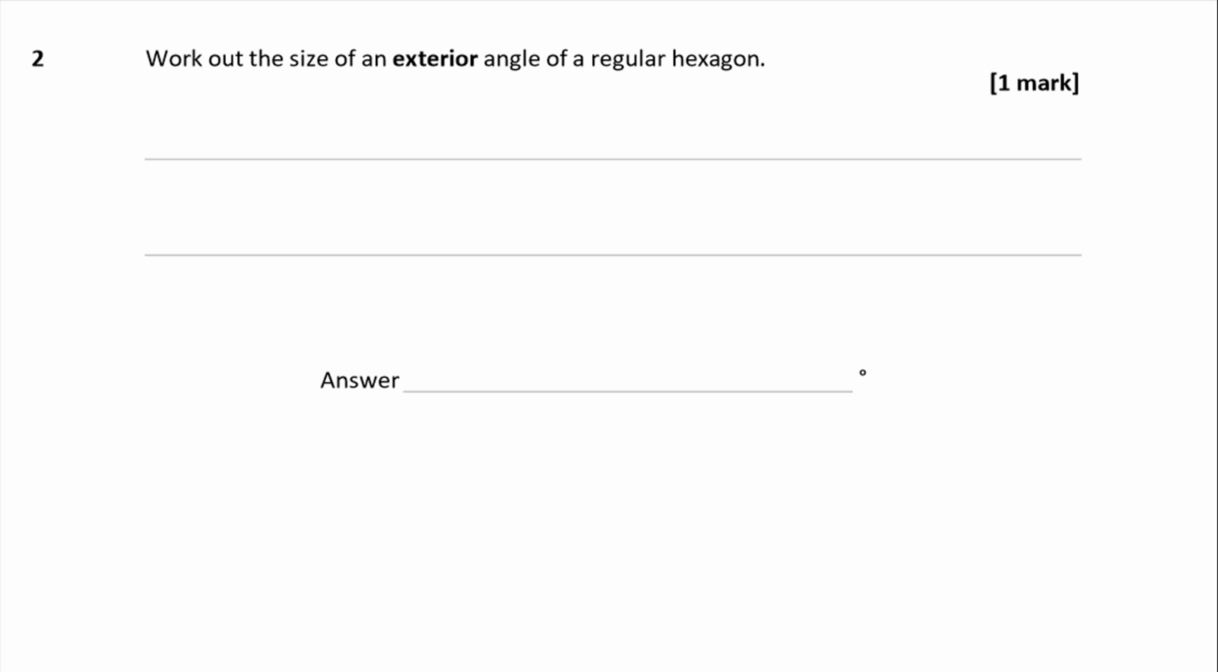Question 2, work out the size of the exterior angle of a regular hexagon. Okay, for regular polygons, the size of one exterior angle is going to be equal to 360 divided by the number of sides. Useful formula to know. So here, it's a hexagon, and a hexagon has got 6 sides, isn't it? So n is 6. So each exterior angle is going to be 360 divided by 6, which is 60. So that is my exterior angle there then.